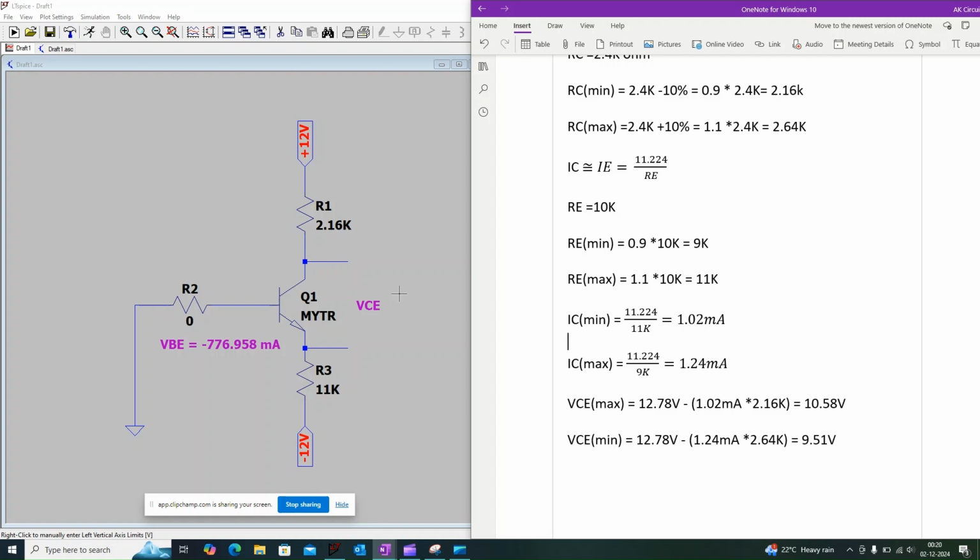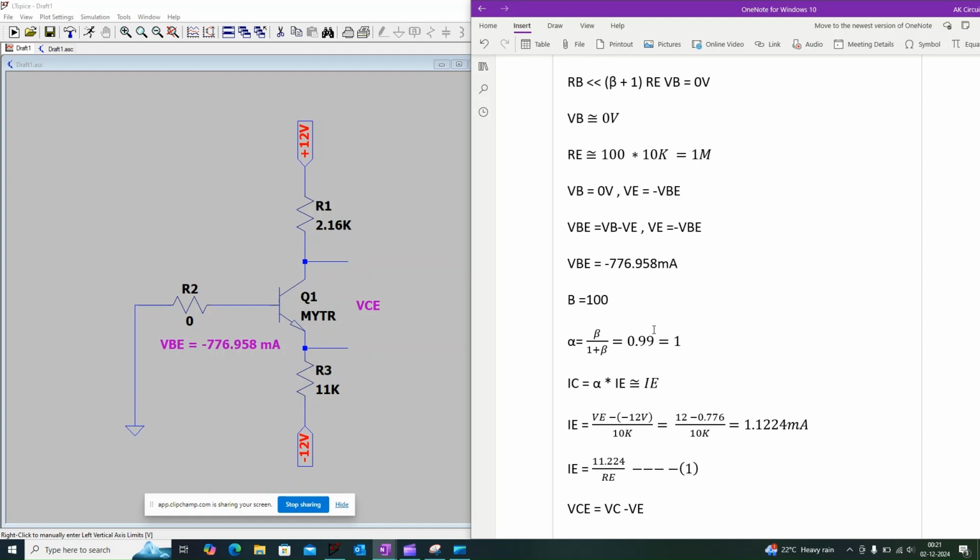Hope you have understood how to calculate the collector to emitter voltage when the resistances have tolerance. Also, we have understood the relationship between collector current and the emitter resistance. And also, we have understood how to calculate the alpha value by considering the current gain beta.